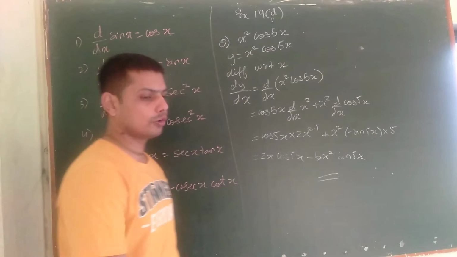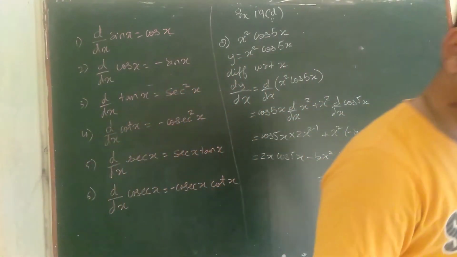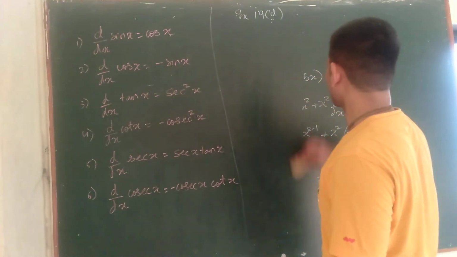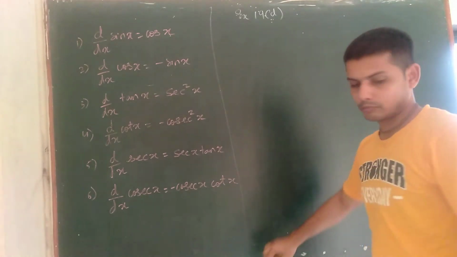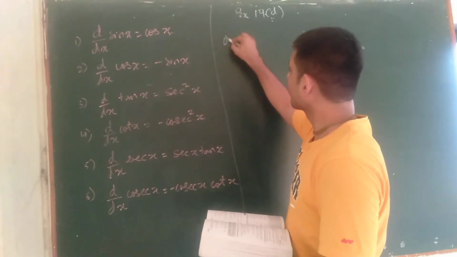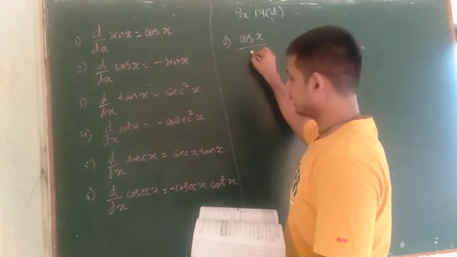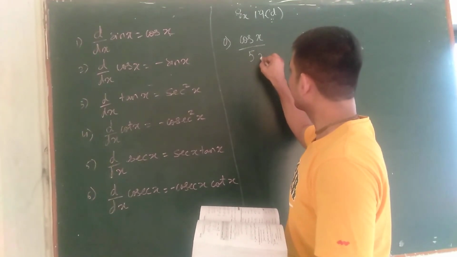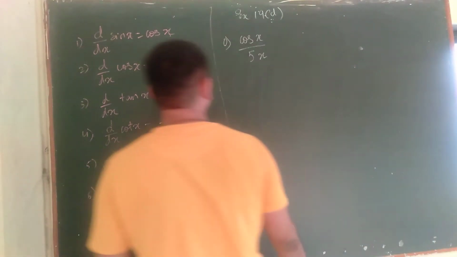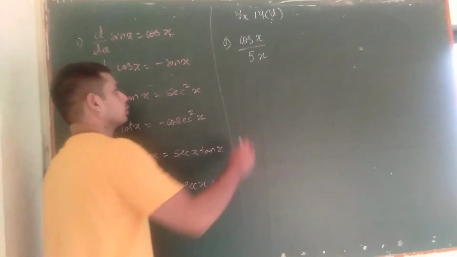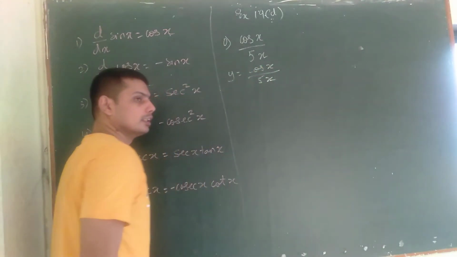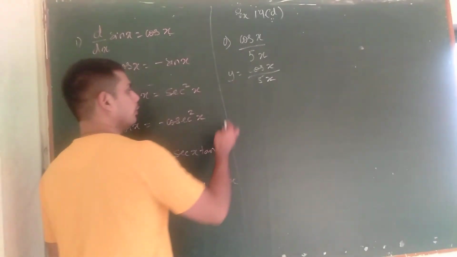Come on, let us take one more question which will cover our topic u by v. So we have this question, cos x upon 5x. Okay, so let us see this. So now this is in the form u by v. So our first step, as obvious, is let this function be equal to y. So now differentiating this with respect to x on both the sides.